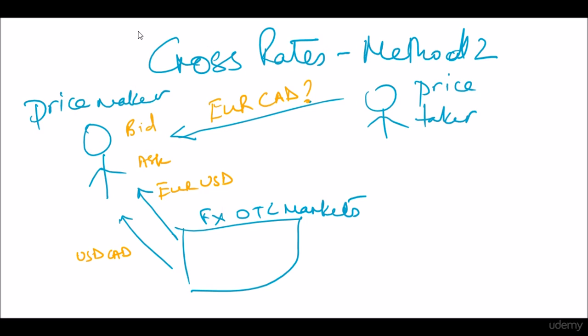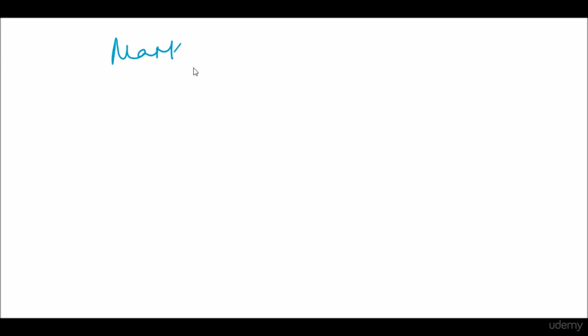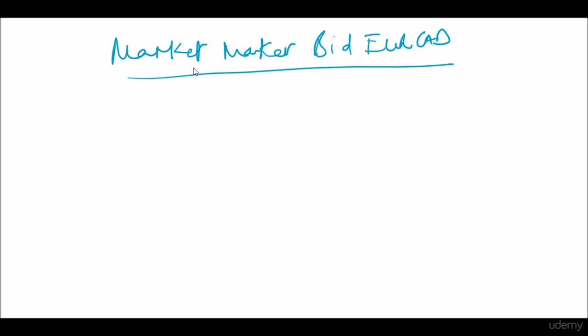In order to construct the bid rate for the Euro Canadian, which is the rate at which the market maker buys, that is buy Euro and sell Canadian at an X rate, we would need to know at what rate we can sell Euro and buy Canadian to square our position in the foreign exchange market. So if I'm long Euro and short Canadian, I would need to sell the Euro and buy the Canadian to square my position.